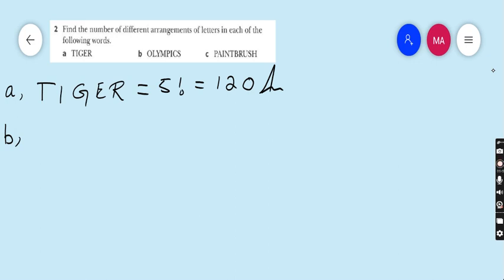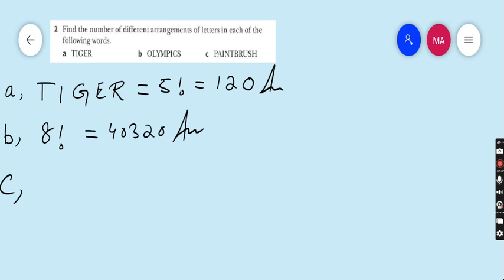Part B. Olympics. How many letters in Olympics? Count 1, 2, 3, 4, 5, 6, 7, 8. So the answer should be 8 factorial. What is the answer of 8 factorial? It is 40320. This is the answer of part B. Move to part C.